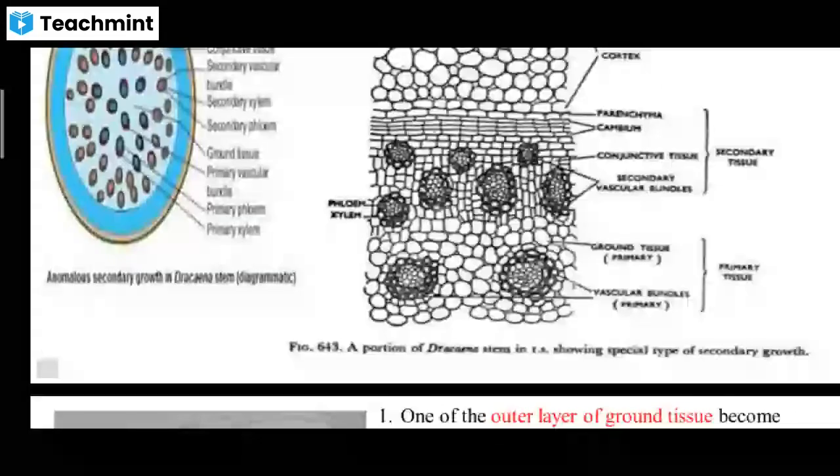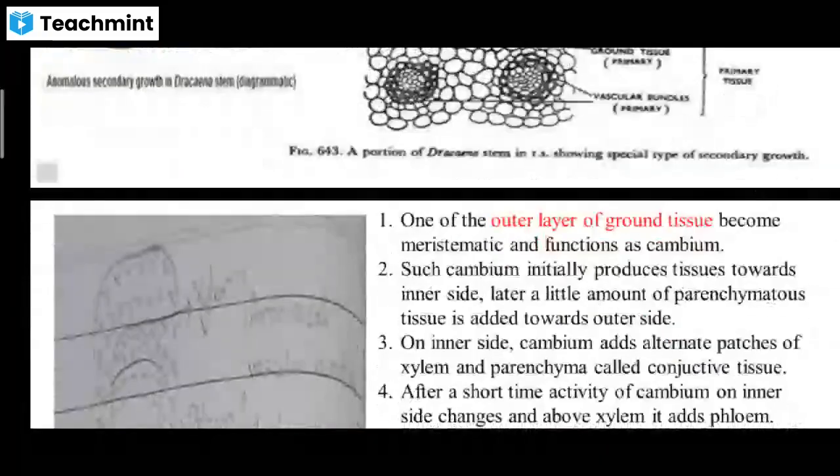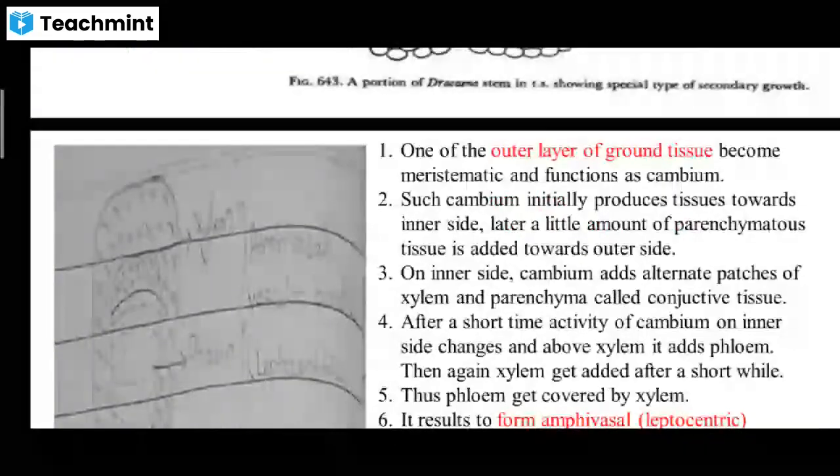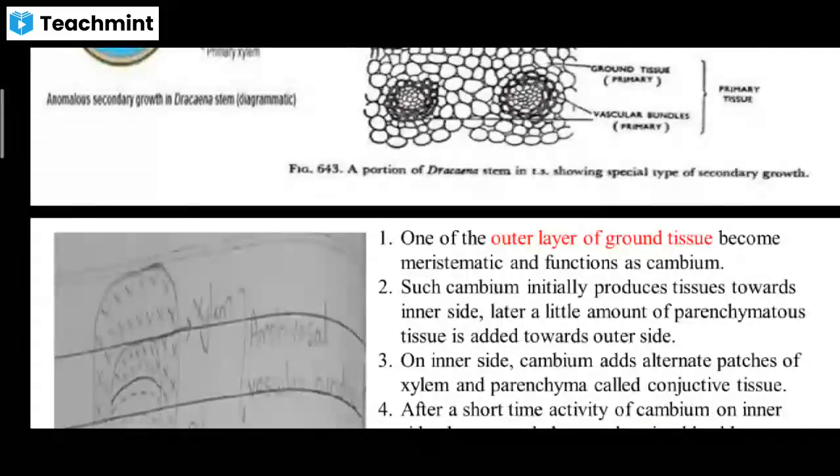So how this secondary growth takes place in Dracaena, you can see here. In case of the Dracaena, one of the outer layers of the ground tissues becomes meristematic and can function as a cambium. So generally the cambium is developed in the vascular bundles. But here in the Dracaena plant, the outer layer of the ground tissue can function as a cambium.